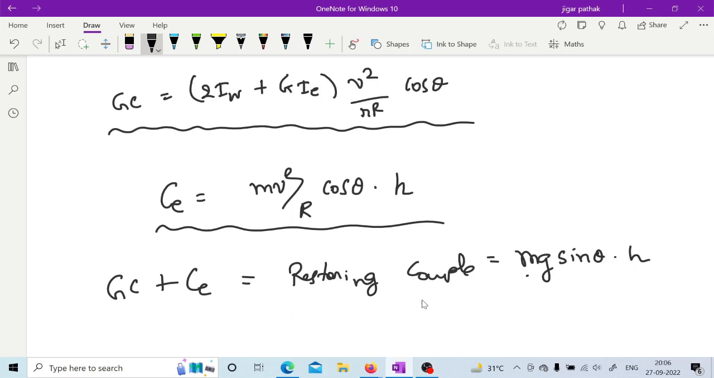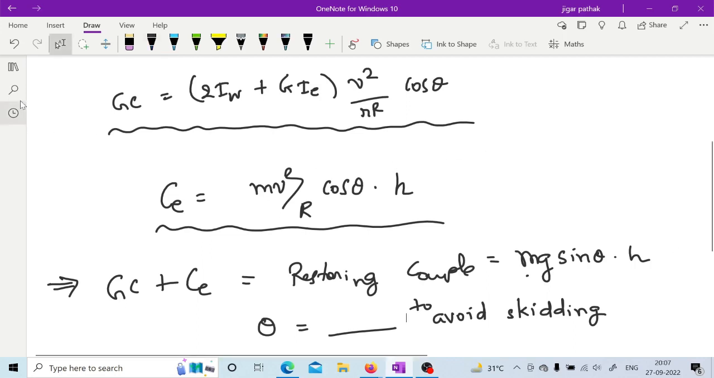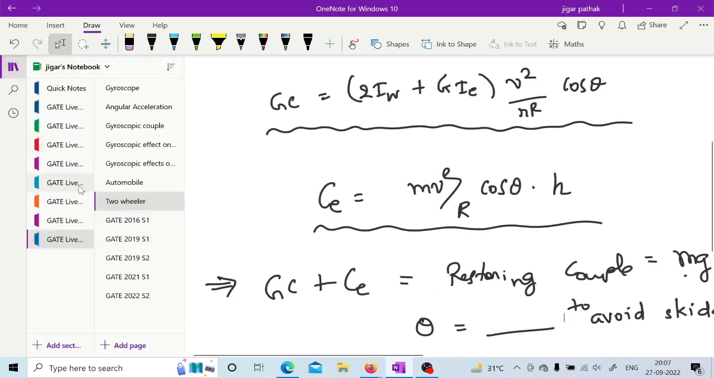So once you apply this equation, GC plus CC is equal to m g sin theta into h, it will give you the value of theta, and when you have this theta, you can avoid skidding of the vehicle. So this is how you are having these different components where you are using this gyroscopic couple. So can we go for questions?